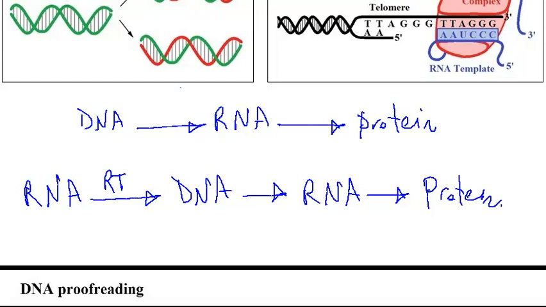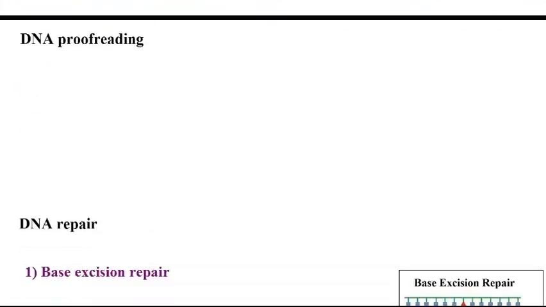Now let's move on to the next concept, which is DNA proofreading and DNA repair. All right, so we've already discussed the first concept, which is DNA proofreading. We discussed how during DNA replication there could be an error in incorporating a wrong base. And the rate of error is about 1 error in every 10 to the power 4 to 10 to the power 6 base insertions. On the other hand, DNA polymerase 3 has inherent proofreading ability by having the exonuclease enzyme.